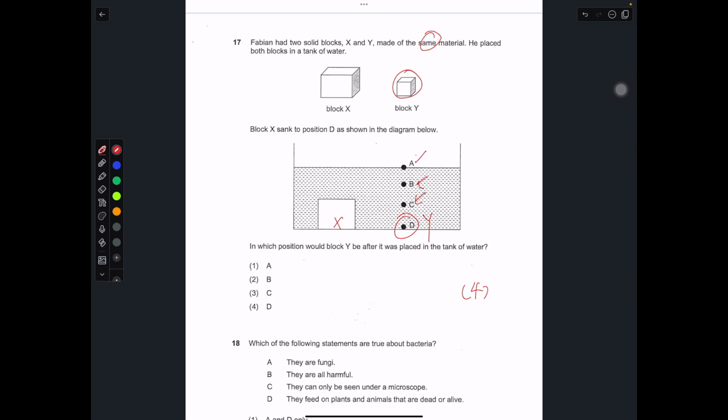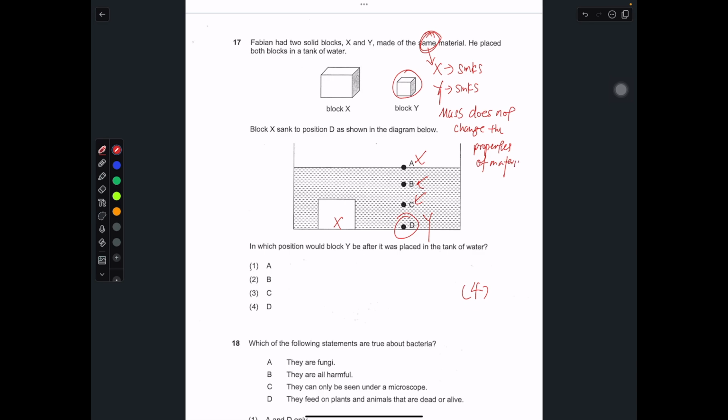Just because it's smaller, it doesn't mean that it will be at C or B or even at A. They are the same material, so if X sinks, then Y will sink too, because they should have the same property. It doesn't matter whether you have a larger mass or smaller mass. Mass itself does not change the property of the material.